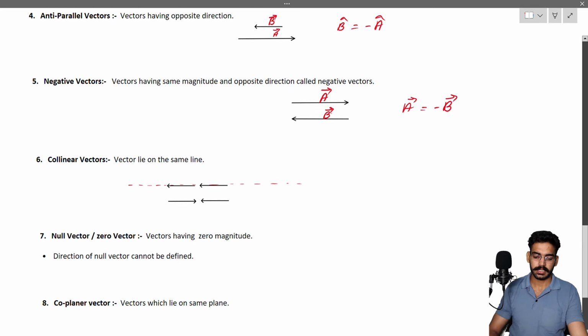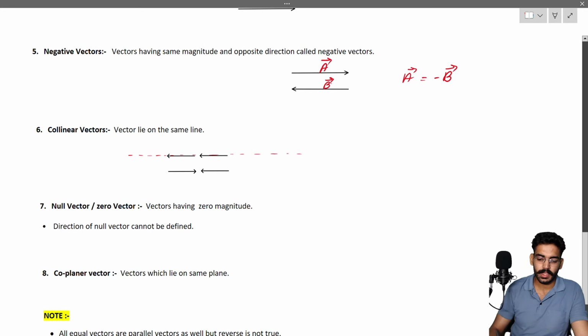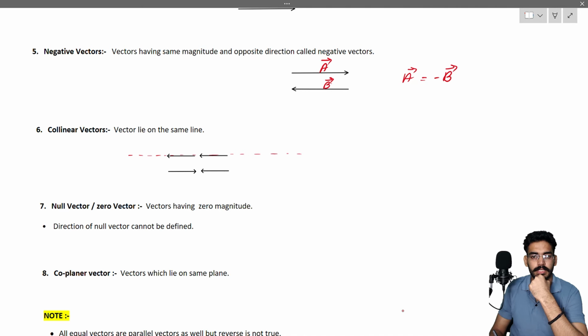Okay, next thing we have is the null vector. This is very important. Now see, the null vector is a vector having zero magnitude. If the magnitude is zero, then that is known as a null vector, and the direction of a null vector cannot be defined because it's a zero vector. We can say it is a point vector, starting from this point and ending at this same point, which means its direction is arbitrary. Direction is anywhere.